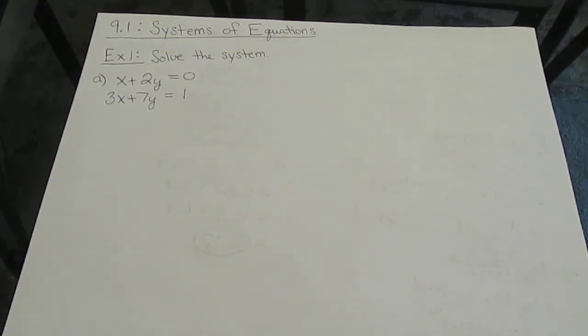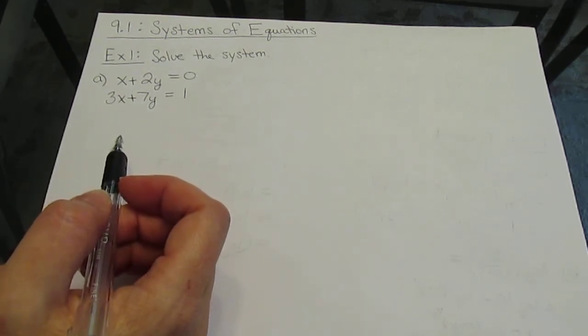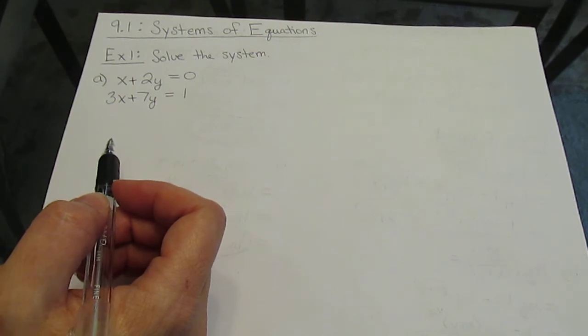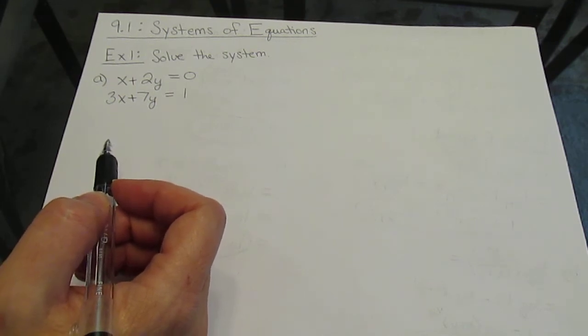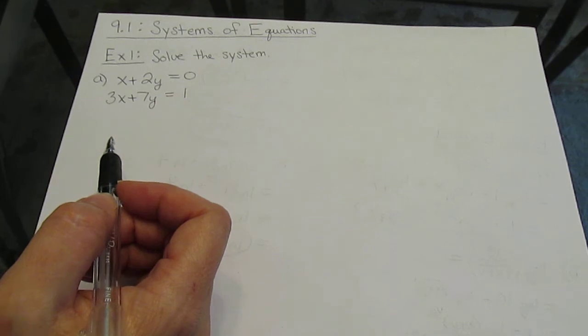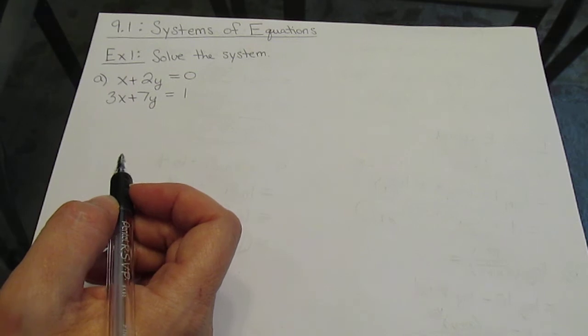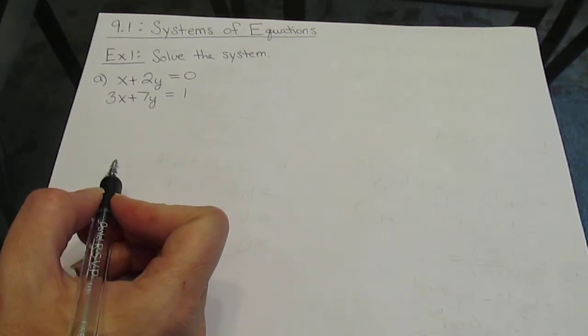Section 9.1 is systems of equations. I'm going to show you two methods for how to solve systems of equations. In example 1, we've already got a system written. We've got x plus 2y equals 0, 3x plus 7y equals 1, and we want to solve for x and y. I'm going to use substitution in this example. You could use both methods in any of the examples I show. I just want to be able to show you both methods.